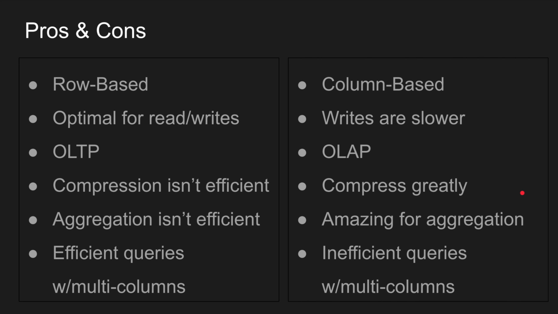It compresses greatly because all the similar values are together, so the compression algorithms can do magic on these things and compress them. Amazing for aggregation. We saw it: beep, brr, done. Right? That was amazing, I gotta admit. And finally, it's inefficient for queries with multiple columns. If you're asking for a lot of columns, don't do column-oriented. I know this is a little bit weird. You think that column-oriented data stores, or columnar, will be great if you're asking for a lot of columns. Nope, they are the worst with this stuff.